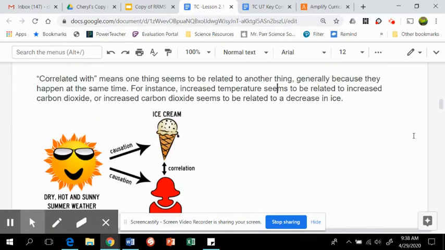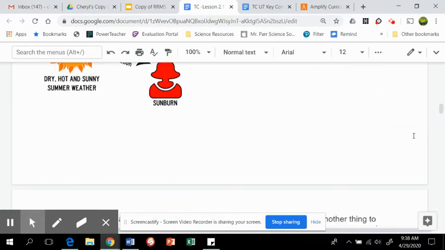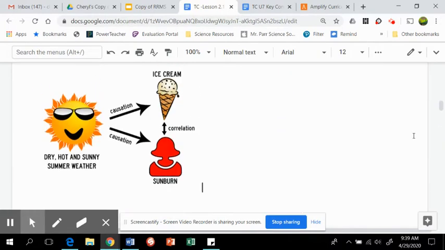Right, correlated means one thing seems to be related to another thing, generally because they happen at the same time. For instance, increased temperature seems to be related to increased carbon dioxide, or increased carbon dioxide seems to be related to a decrease in ice. So you can think of correlated as this picture right here. Dry, hot, sunny summer weather, causation, ice cream melts, causation, sunburn occurs.